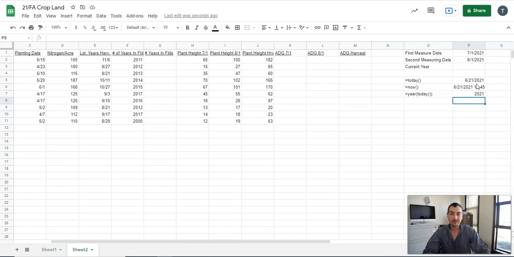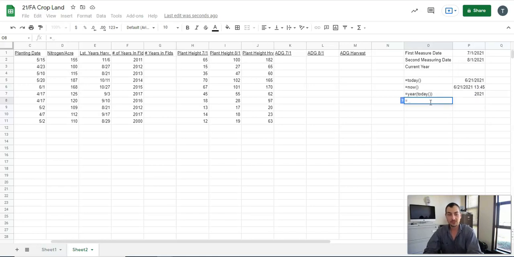Now, the cool thing about this is every time we open the spreadsheet on a new day, this automatically updates. So this current year will always be the current year, regardless of when we open it. As soon as it becomes January 1st of 2021 or 22, this will automatically update to 22.